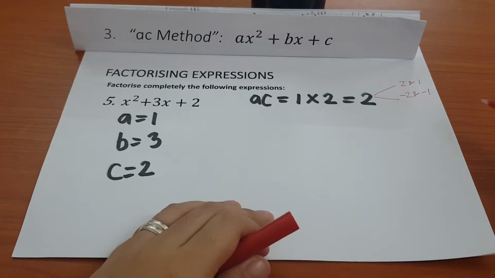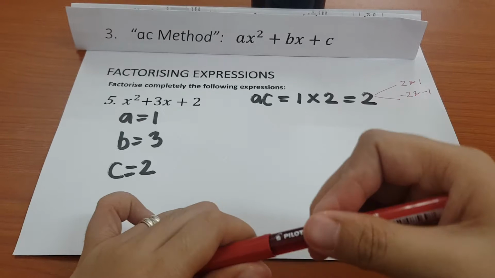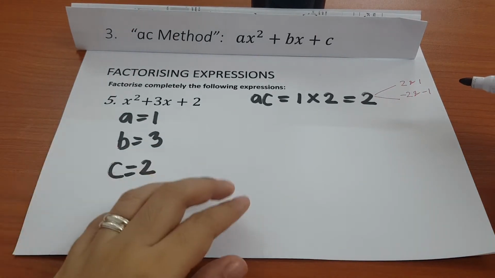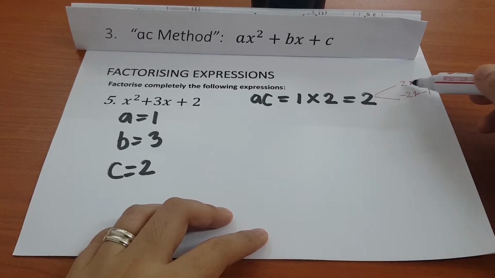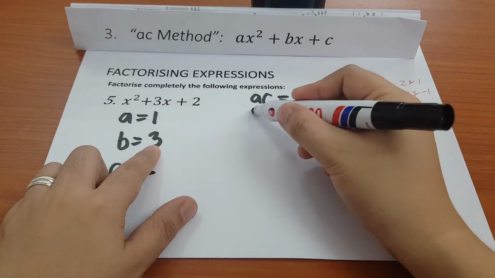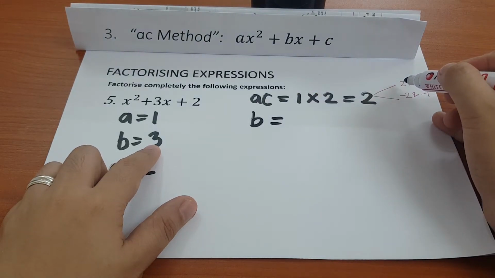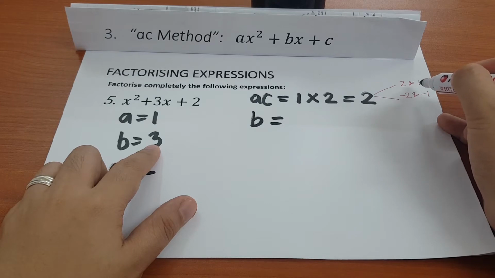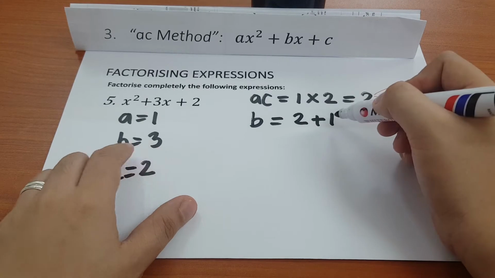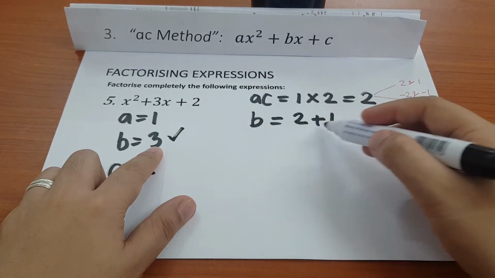Now, you have two options here, but which one should you choose? You will choose this one, 2 and 1, because your b is 3. That means you will choose the factor of 2 which will give you your b, and your b is 3, so you will choose 2 and 1, because when you add 2 and 1, it is your b, which is 3. So you will choose this one.